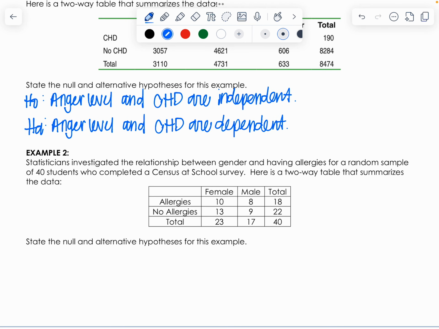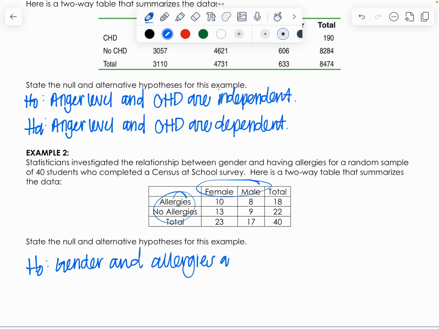All right, here's another one. Statisticians investigated the relationship between gender and having allergies for a random sample of 40 students who completed a census at school survey. Here's a two-way table that summarizes the data. So here we've got their gender and whether or not they have allergies. So our null would say gender and allergies are independent. Our alternate will say they are dependent. Maybe it's faster if I just write it.